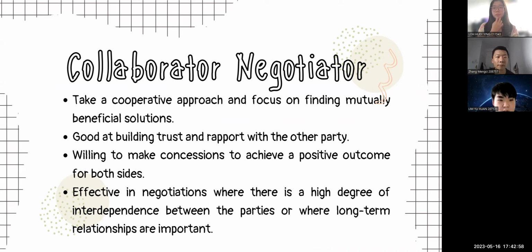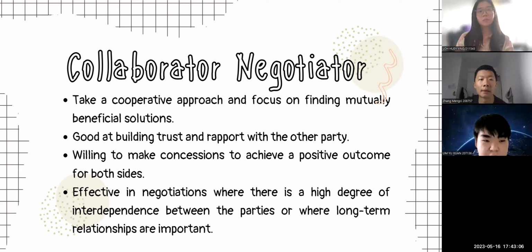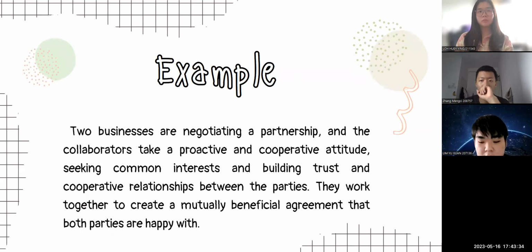So the second is the collaborator negotiator. This type of negotiator takes a cooperative approach and focuses on finding mutually beneficial solutions. They are good at building trust and rapport with the other party, and they are willing to make concessions to achieve a positive outcome for both sides. This approach is effective in negotiations where there is a high degree of interdependence between the parties or where long-term relationships are important.